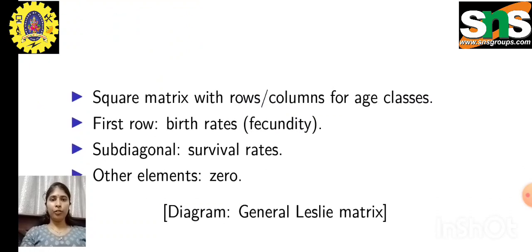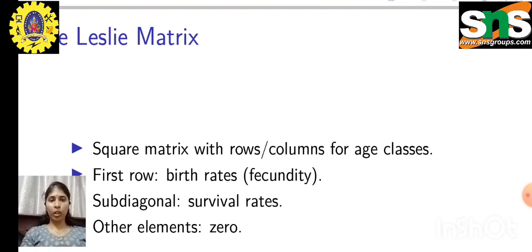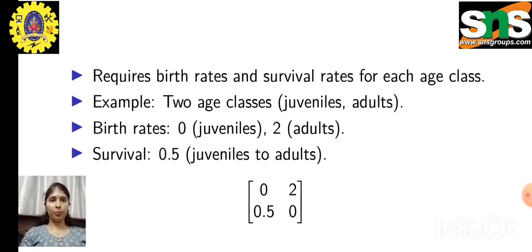For this model, first we will frame a matrix. The first step is a square matrix with rows and columns for age classes. Next, the first row is birth rates. The second one is the subdiagonal, which is the survival rates. Next, the other elements are fixed as 0.